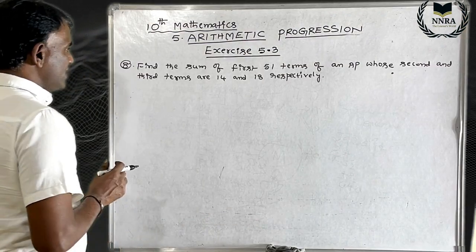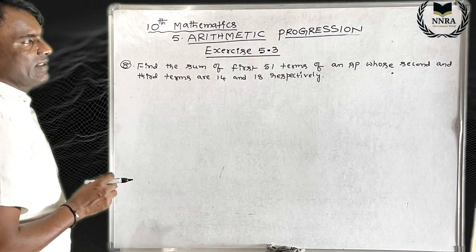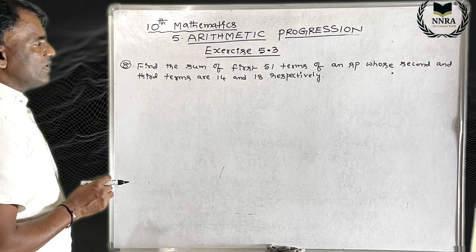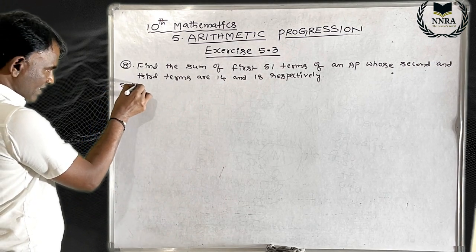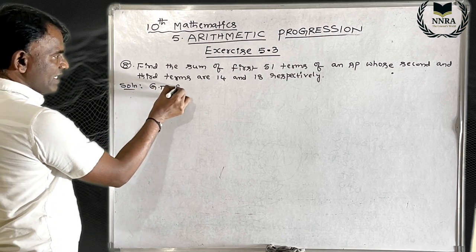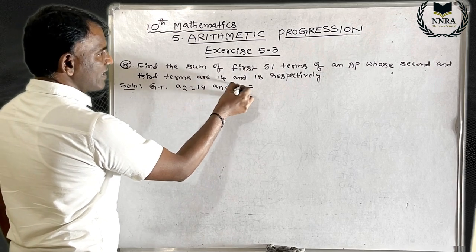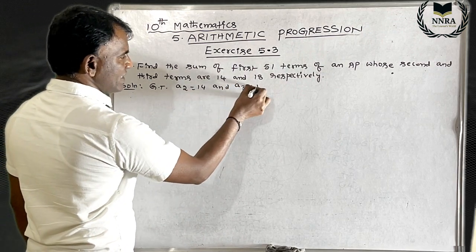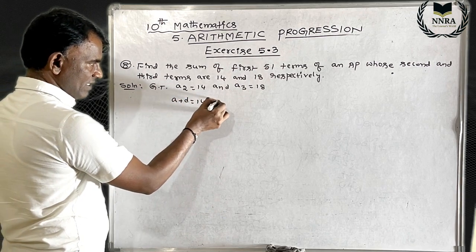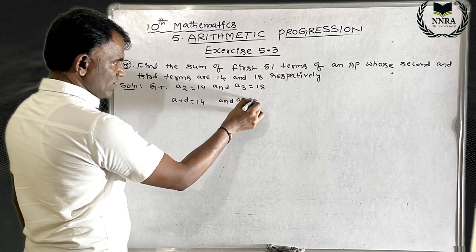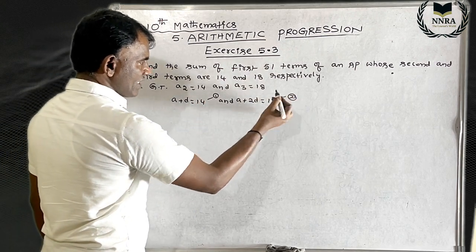Okay, now question number 8. Find the sum of first 51 terms of an AP whose second and third terms are 14 and 18 respectively. Second term is given, third term is given, right? Second term is denoted by A2, third term is denoted by A3. So it is 18. Now A2 can be written as a plus d, and here a plus 2d equal to 18. So this is equation number 1, this is equation number 2.